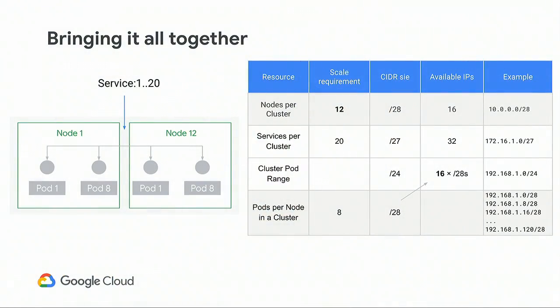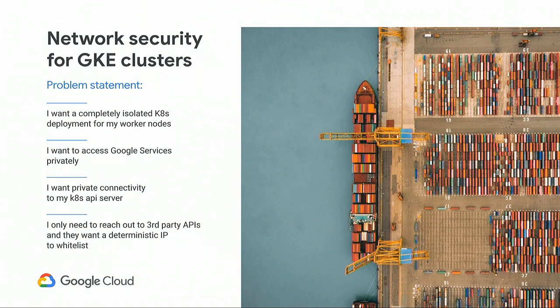So this is an example of how you can create a smaller cluster. Nodes per cluster, 12, so you take a /28 for that. Services, you're planning to run 20 services on this cluster, so you take a /27 for that. And the cluster pod range that you define is a /24. Now, as we talked about pods per node, you say every node is going to have 8 pods per node, so that's /28, and there are 16 /28s. So you are good from all the different scaling perspectives, right? You have /28, which gives you 16 IPs, 32 IPs for services, and 16 /28s, so you're good to go here. Right?